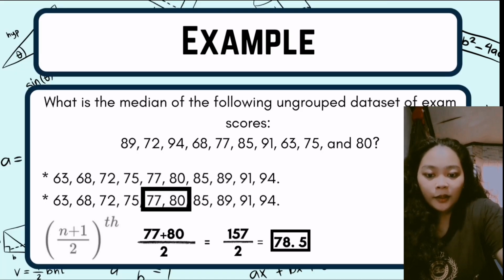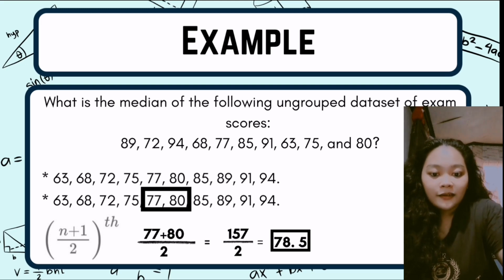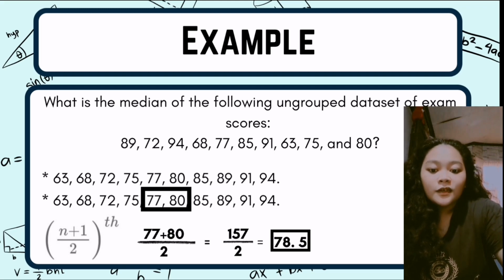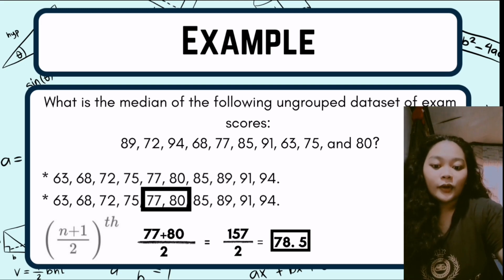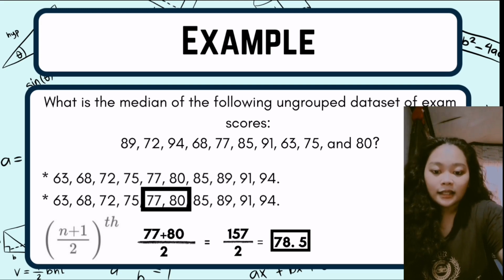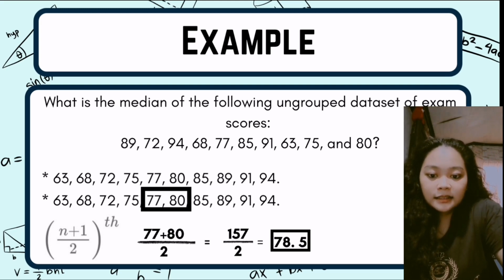For example, what is the median of the following ungrouped dataset of exam scores? 89, 72, 94, 68, 77, 85, 91, 63, 75, and 80. The first thing we need to do is arrange the data into ascending order, or lowest to highest: 63, 68, 72, 75, 77, 80, 85, 89, 91, and 94.